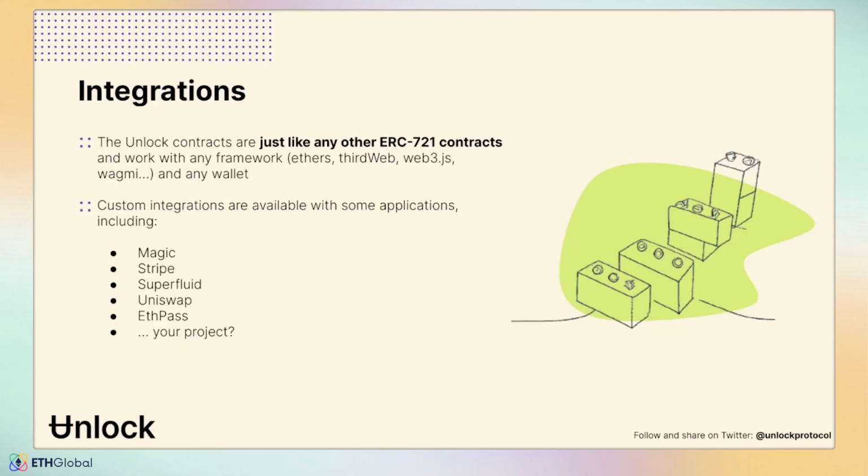Finally, Unlock has been integrated by different teams inside of their application or by us inside of the other applications. I mentioned Magic as an example. That's something that we have a tutorial for on the Docs website. Stripe, that lets you connect with Stripe Connect, as it's called, to receive payment in crypto. Superfluid, the streaming protocol. Uniswap, that's for something that I described earlier as the swap and purchase flow. ETHPass, that allows users to download iOS or Android passes into their phone that represents NFTs, etc., etc.